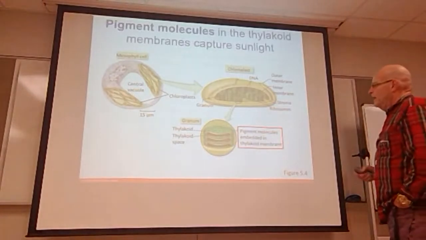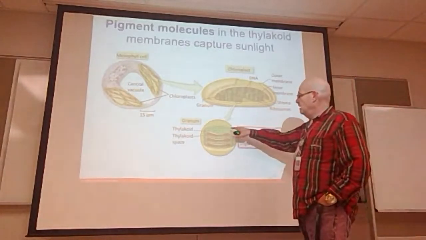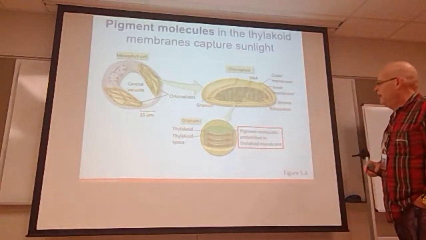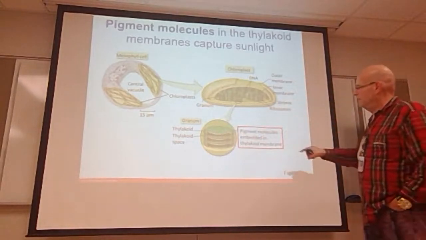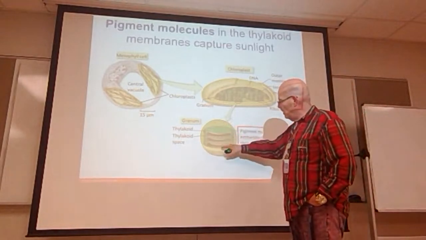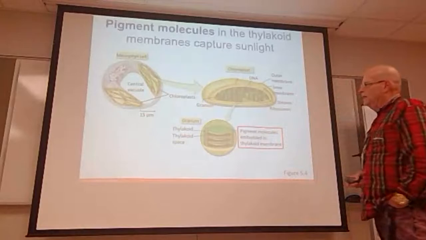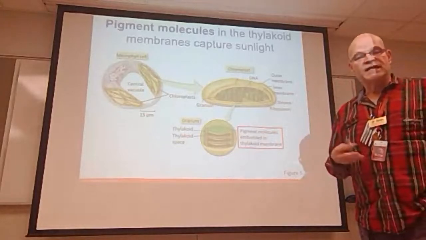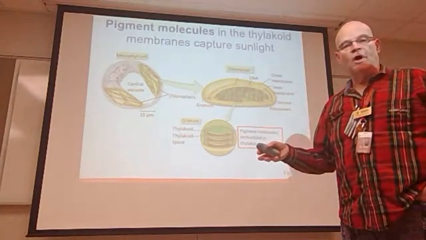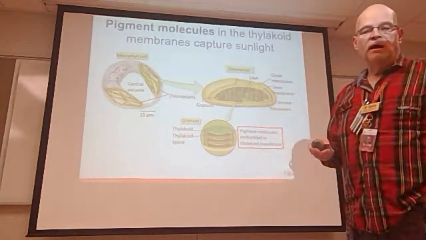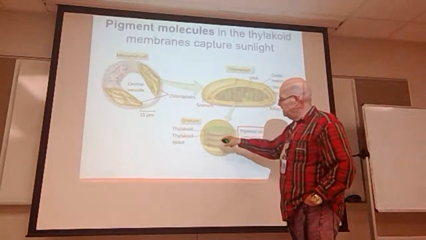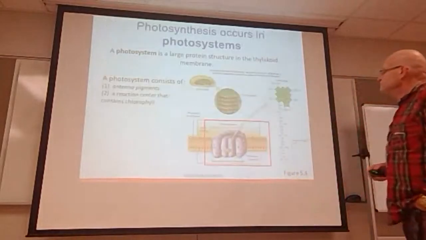Again, the pigment molecules are found in the membrane of the thylakoid within the chloroplast, and that's where the reaction is going to happen. In this void space is where most of photosynthesis is going to take place. In a moment, we're going to talk about two sets of reactions, the light reactions and the so-called dark reactions. One of them takes place in this membrane, and the other one takes place in this little void space.